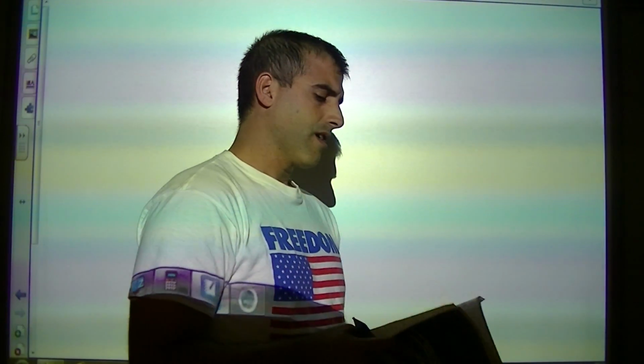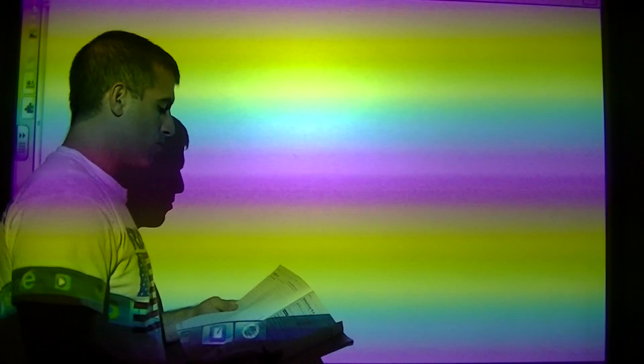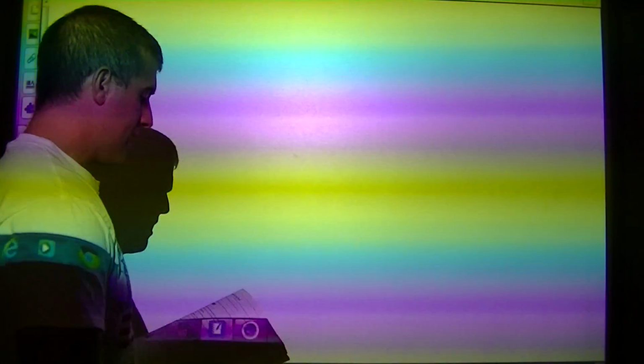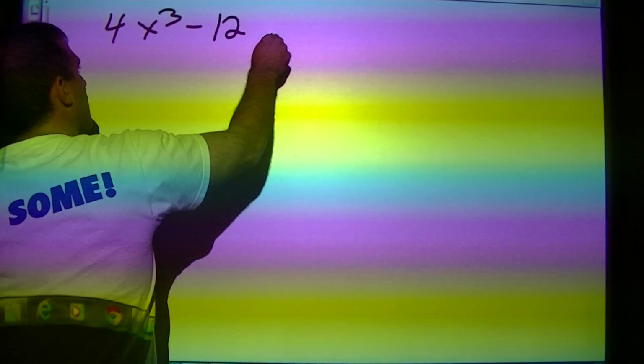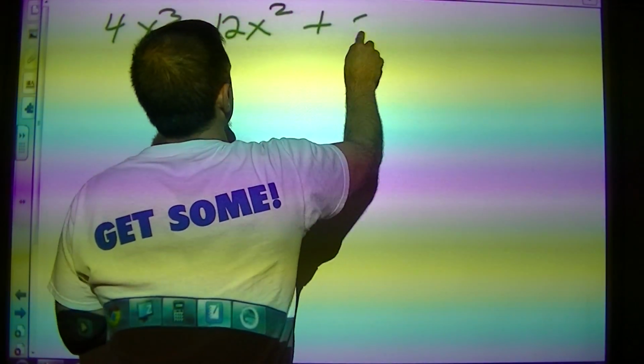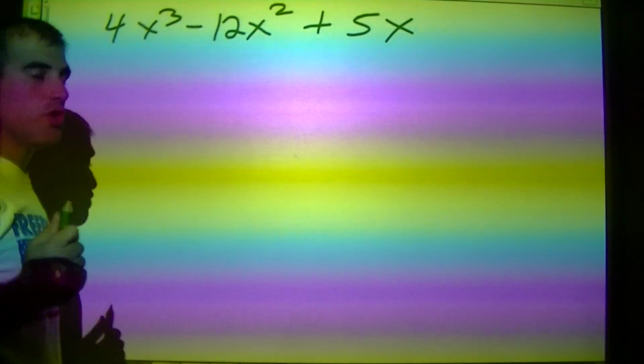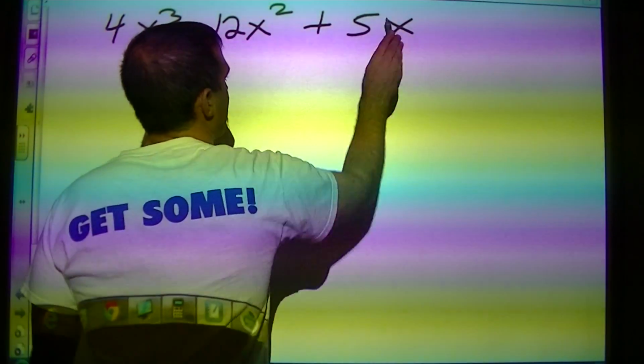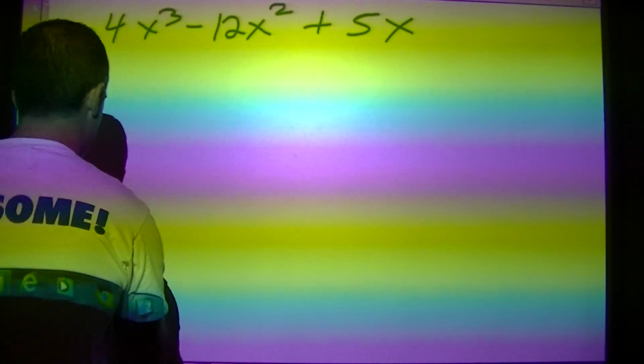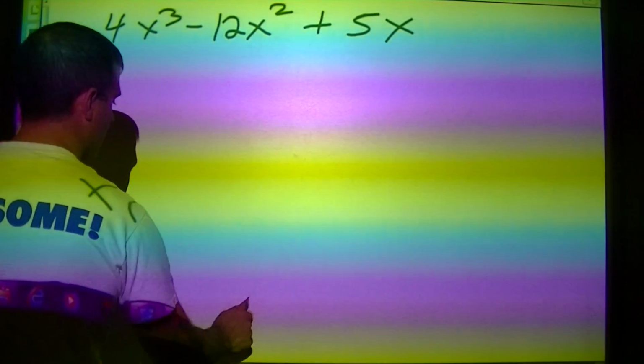Now, what I'm going to start to introduce is the concept of having a GCF at the beginning of your problem. Well, you can do this a number of ways. If you have something that looks like this, let's say I had 4x cubed minus 12x squared plus 5x. What you're going to want to do, if you have a variable in common amongst them all, and you see that right away, you're going to want to take that out.